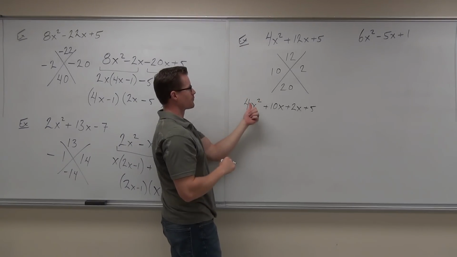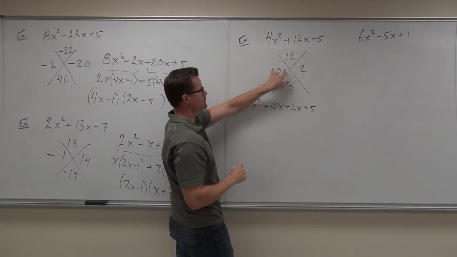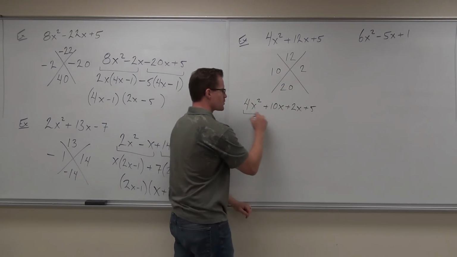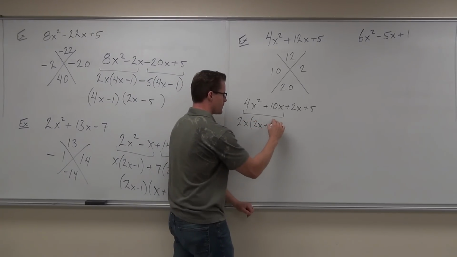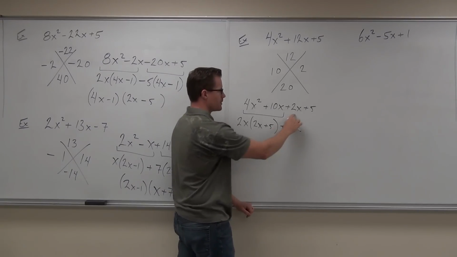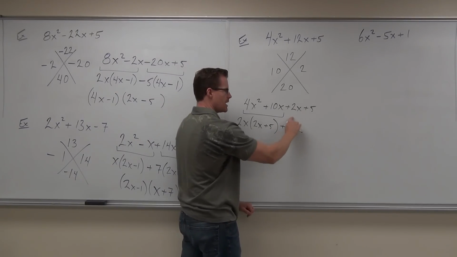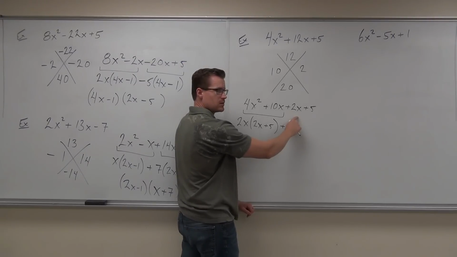So we got our 4x squared, cool. We're splitting this up 10x plus 2x plus 5. And then we group it. Here we got a 2x, we got 2x plus 5. Here we, wait a minute. Switch them. Do you have to switch them? Substitute in 10x. You can. Couldn't you say plus 1 and then have 2x plus 5? Sure, yeah.